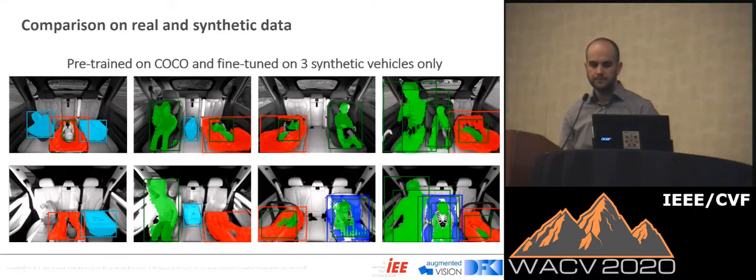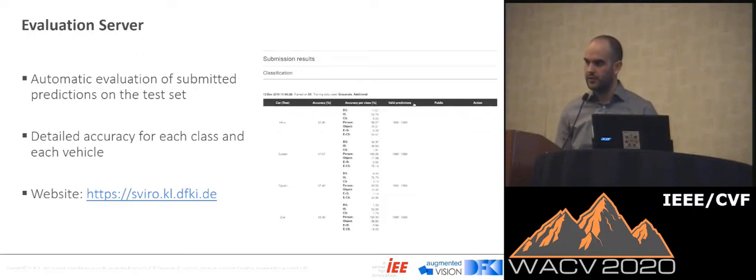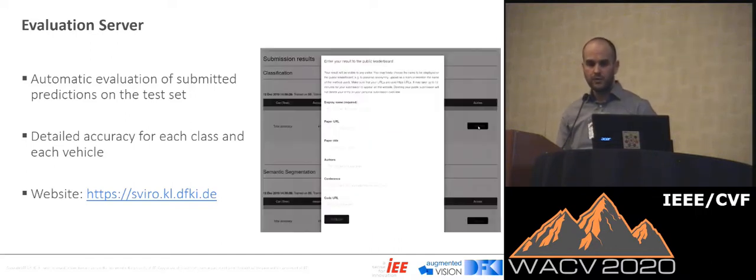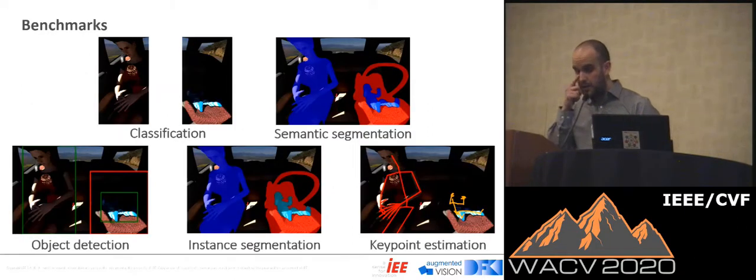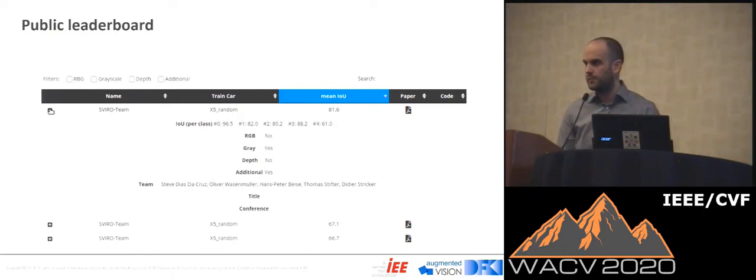We also host a public evaluation server on which you can submit your results to the test set, and we provide a detailed overview of your model's performance across all the different vehicles and classes. We are happy for new user submissions. At the moment, you can submit results for classification, semantic and instance segmentation, object detection, and key point estimation. For each of those benchmarks, we provide a public leaderboard, which gives details about which data was used during training, but also how well the model performs at each individual class. If you want to, you can also make your results visible on the public leaderboard.